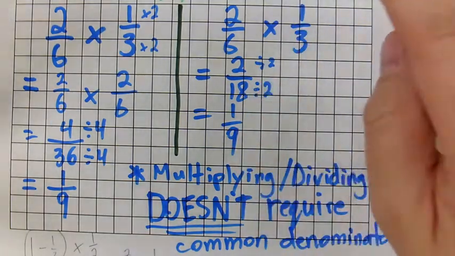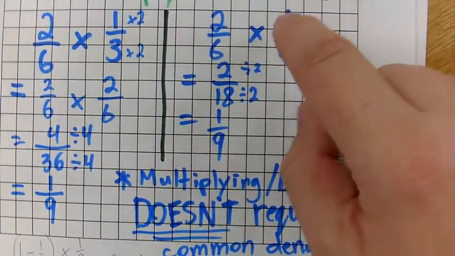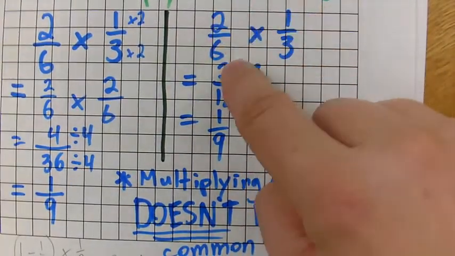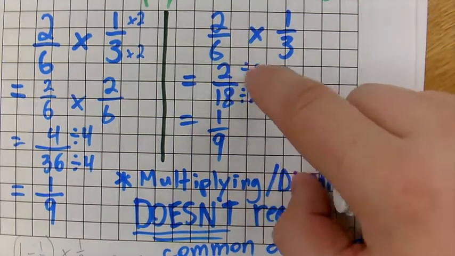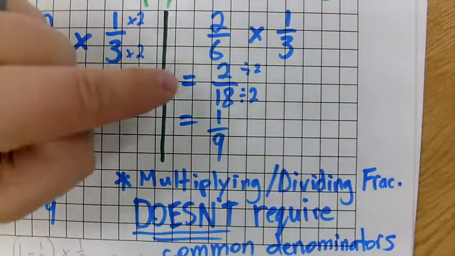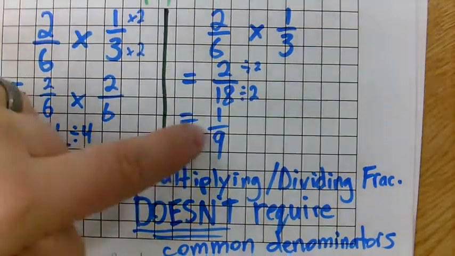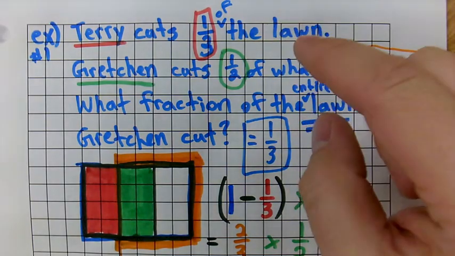You can just straight up skip to these 2 steps right here: multiply numerators and multiply denominators. So 2 times 1 is 2, 6 times 3 is 18, and then realize those are both even numbers, they can both divide by 2, and it's 1/9. See how it takes less steps, and it still gets you to the same answer, which means you've still done it correctly.